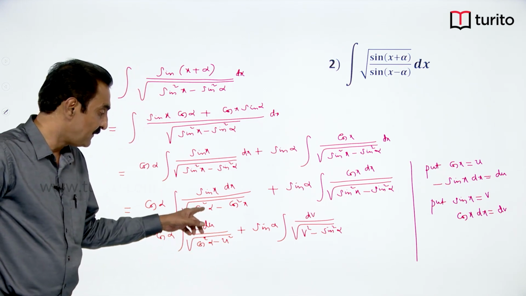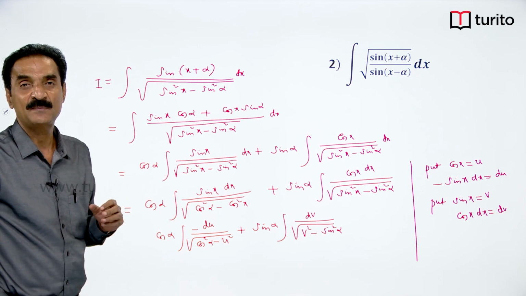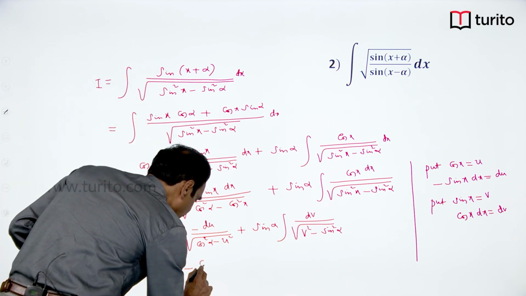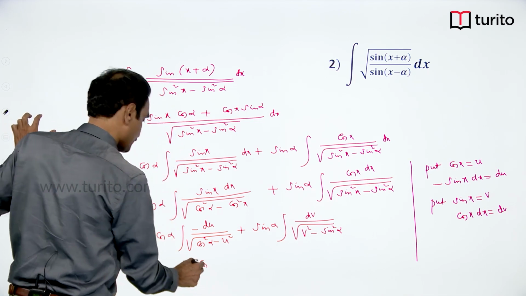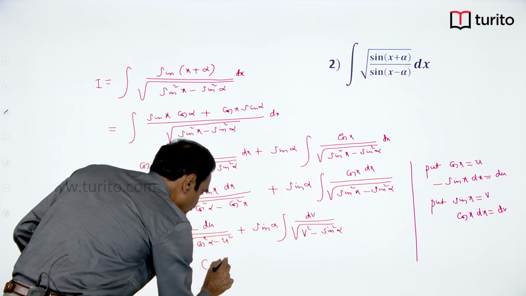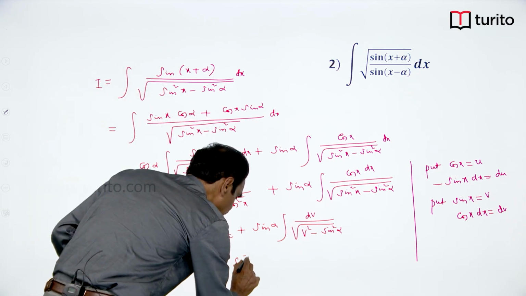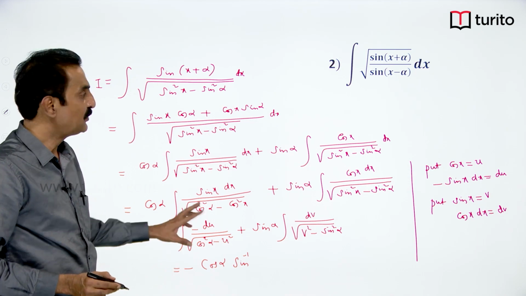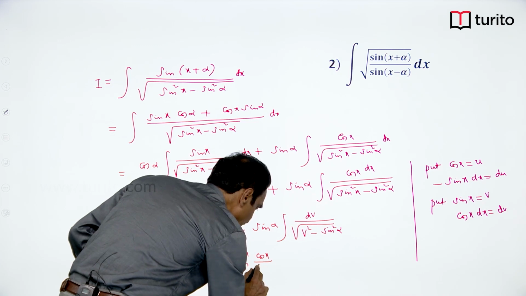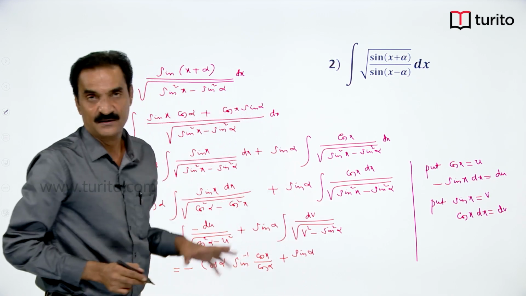The first integral is in the form of 1 by root over a square minus x square. We have the formula. Integral 1 by root over a square minus x square is sin inverse x by a. So, it is minus cos alpha into sin inverse of u by cos alpha. Now, I will directly substitute u. So, I will get cos x by cos alpha plus sin alpha into the second part.